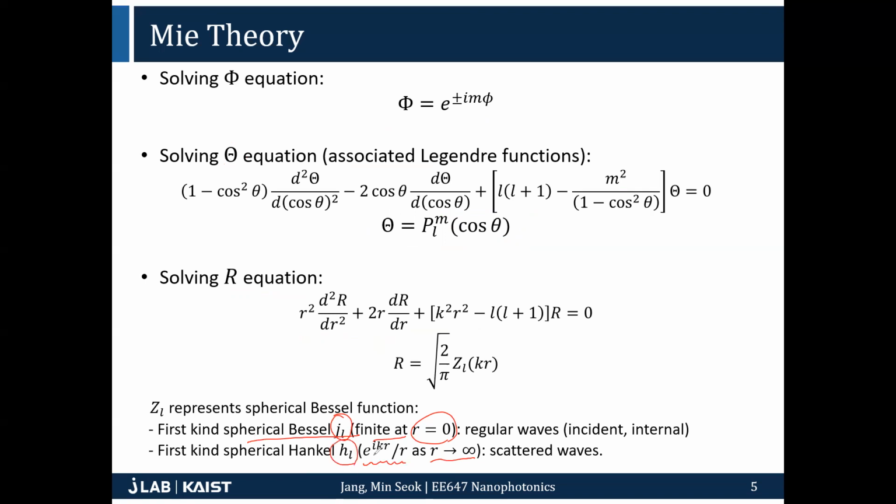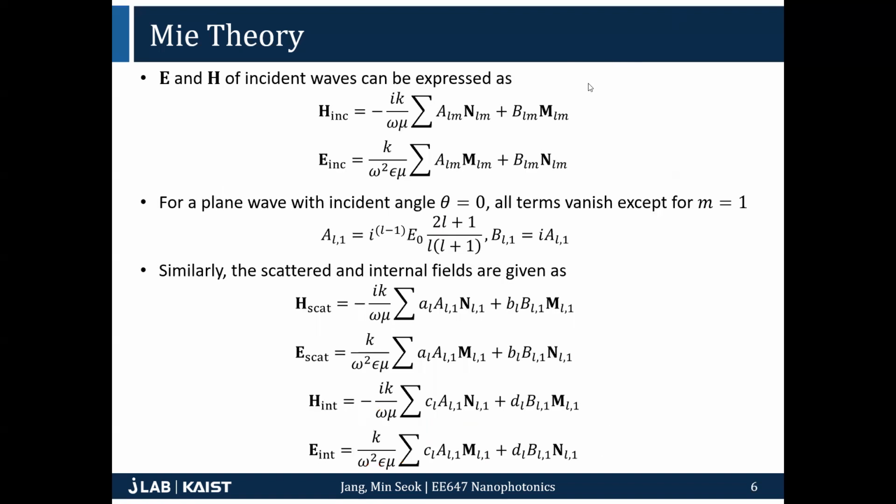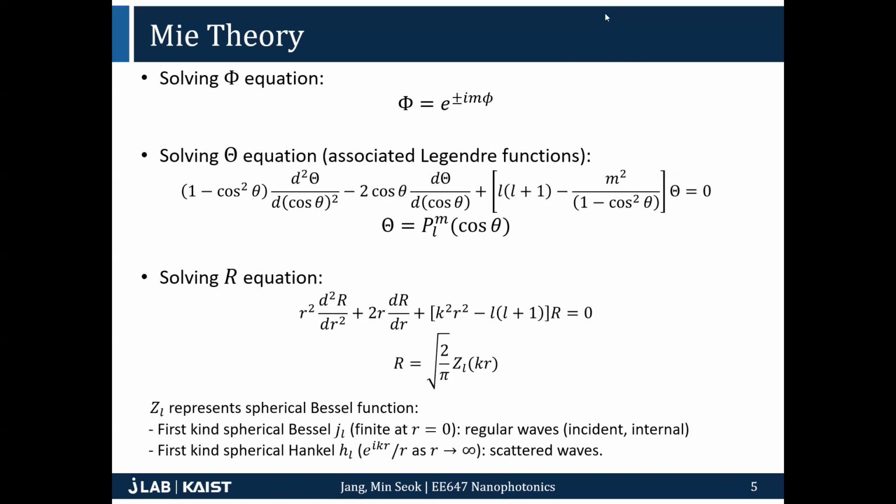So the Hankel function is useful in describing scattered waves, and the first kind Bessel function is useful to describe regular waves, so that the incident wave and internal wave shouldn't diverge at the origin. So the spherical Bessel function of the first kind is used. You don't need to know all the details here, it'll be enough if you're following the flow.